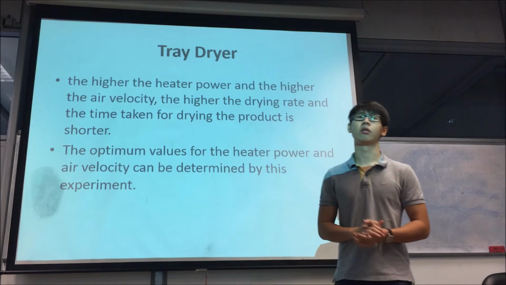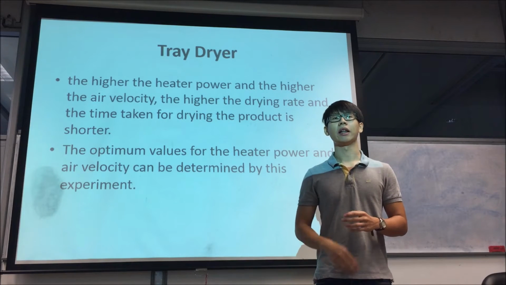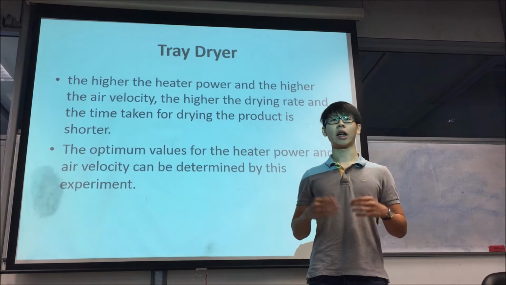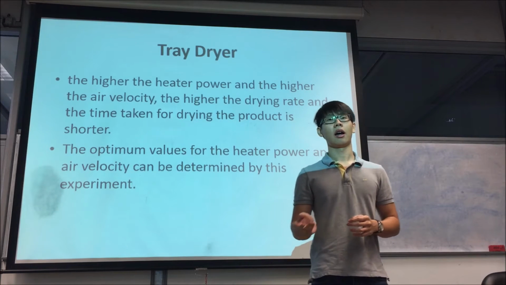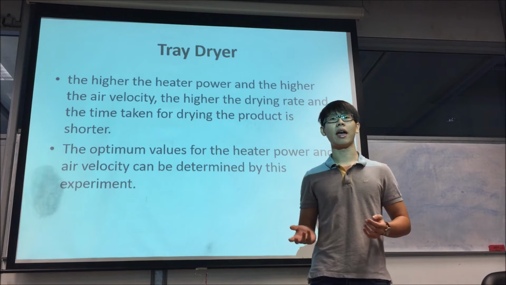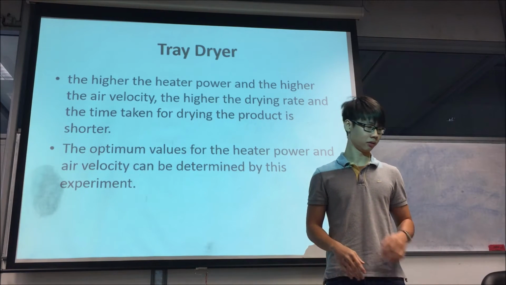The result that we got from the experiment is that the higher the heater power and the higher the air velocity, the higher the drying rate, and the time taken for drying the product is a lot shorter. However, the optimum values for both heater power and air velocity can be determined through this experiment.